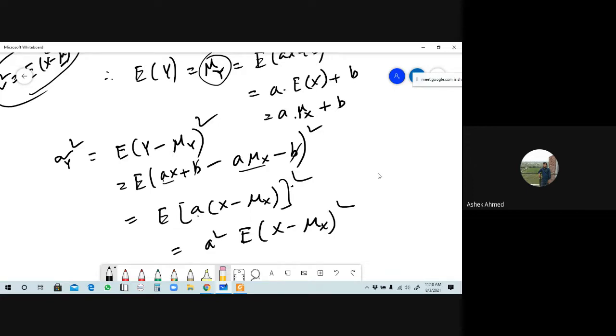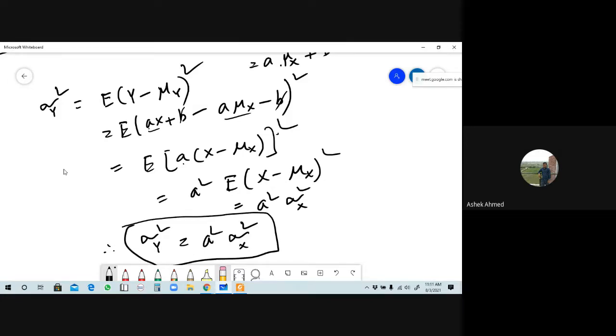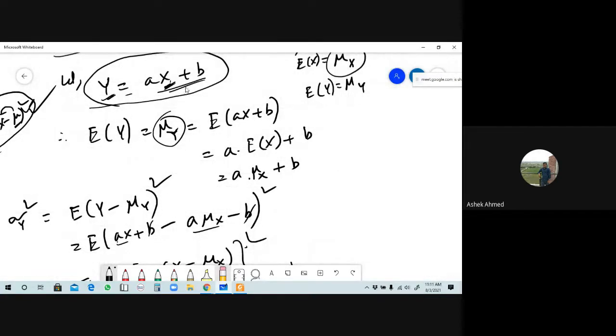Since we know that the variance of y, sigma y square, is expectation of y minus mu suffix y whole square, so this will be, tell me, a square into sigma suffix x square. So from here we can say that sigma suffix y square equals a square into sigma suffix x square. Okay, this is our formula. But tell me, in the y variable the term was ax plus b.